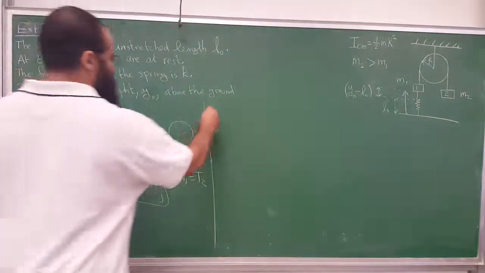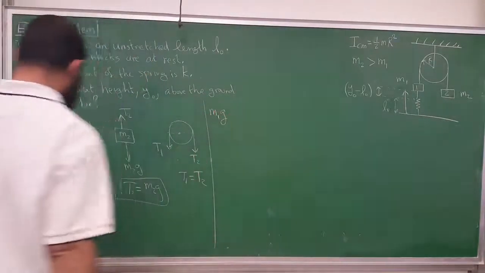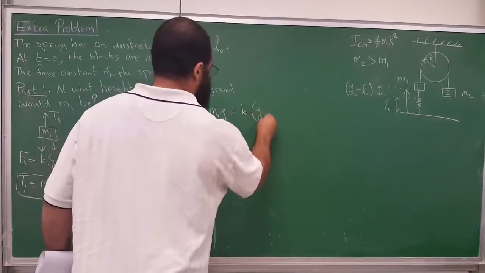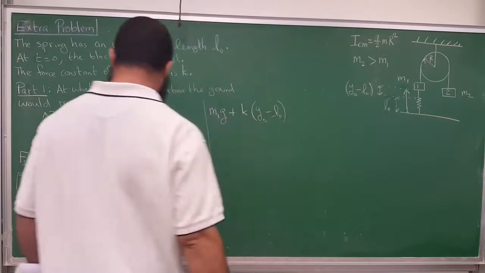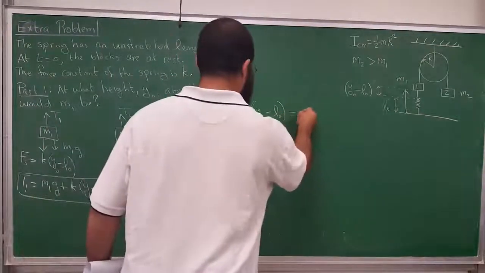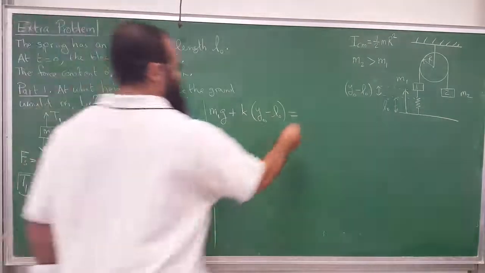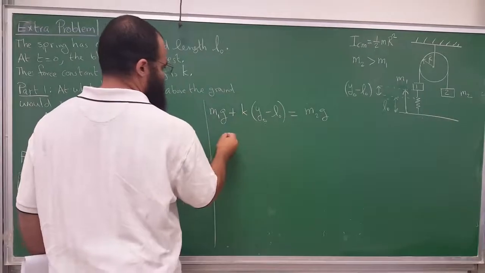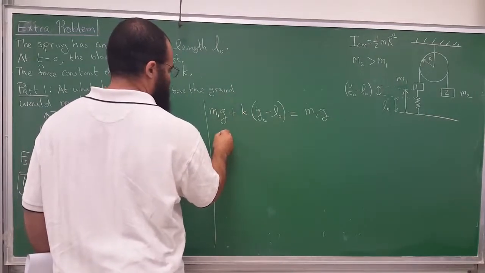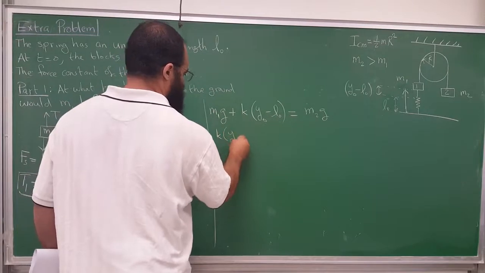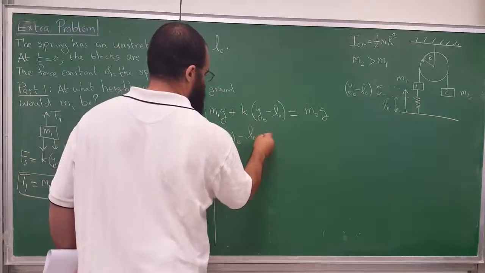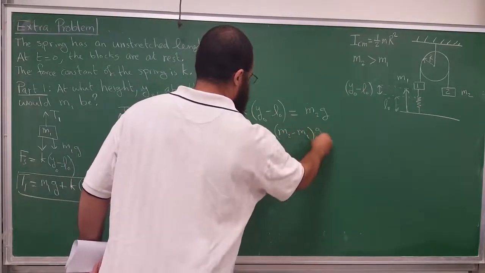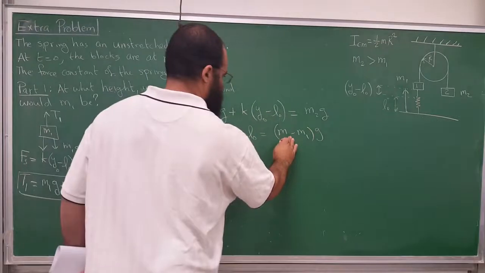So we will equate this to that. So we get M1G plus K times (Y0 minus L0) has to equal M2G, M2 times G. And so move that to the other side, so you get K times (Y0 minus L0) equals (M2 minus M1) times G, when you move it and factor the G out.